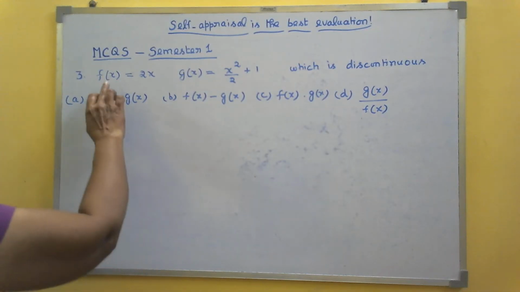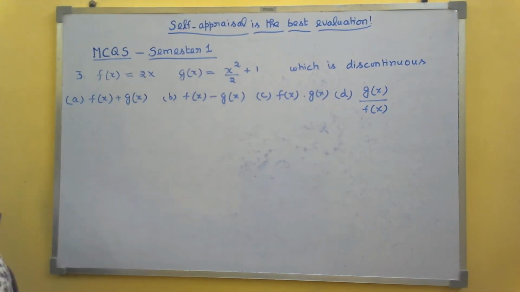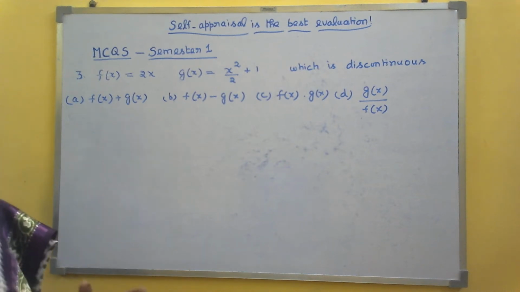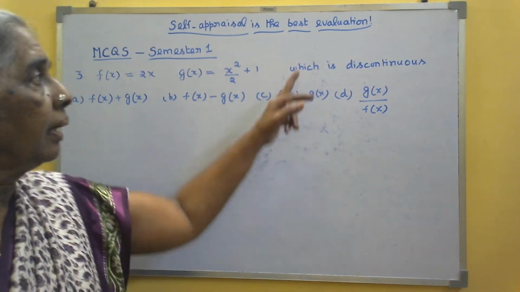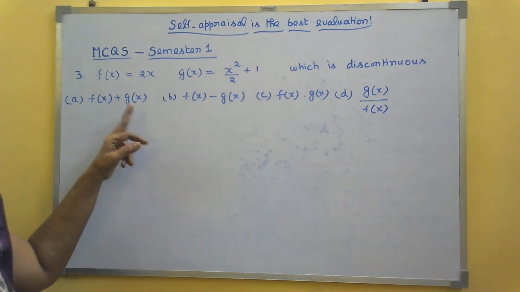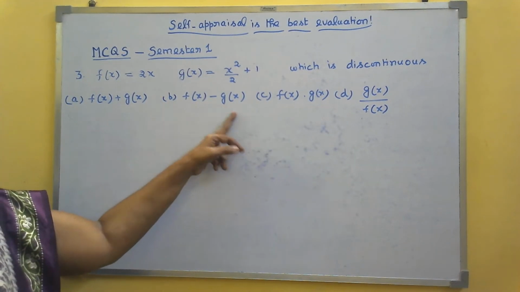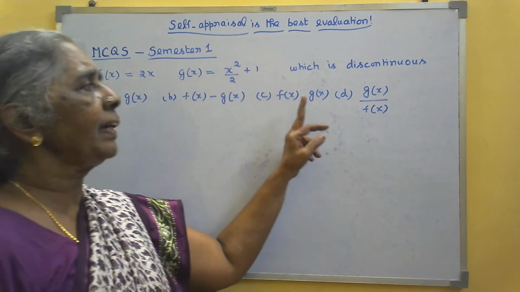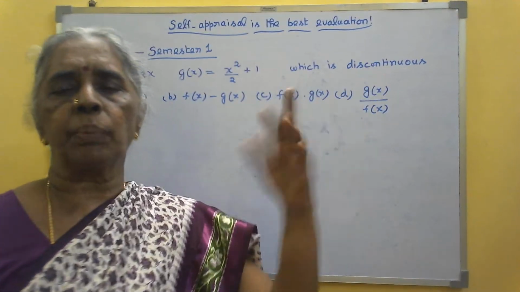Third sum, f of x is equal to 2x. G of x is equal to x squared by 2 plus 1. Two functions are given. Which is discontinuous is the question. Option A, f of x plus g of x. Option B, f of x minus g of x. Option C, f of x into g of x. D, g of x by f of x.